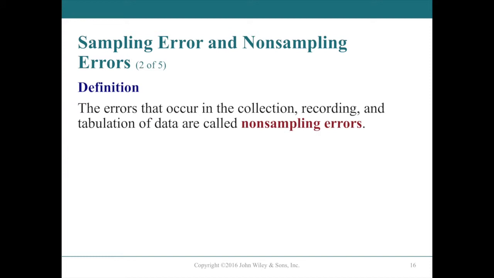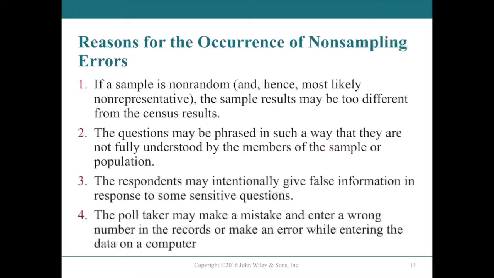So we'll get to that in a minute. But here are the ones that you could do something about. Human error. Let me put down the word human. Errors that occur in the collection, recording, and tabulation of data are called non-sampling errors. They are considered very bad. And here are some ways that they could occur.